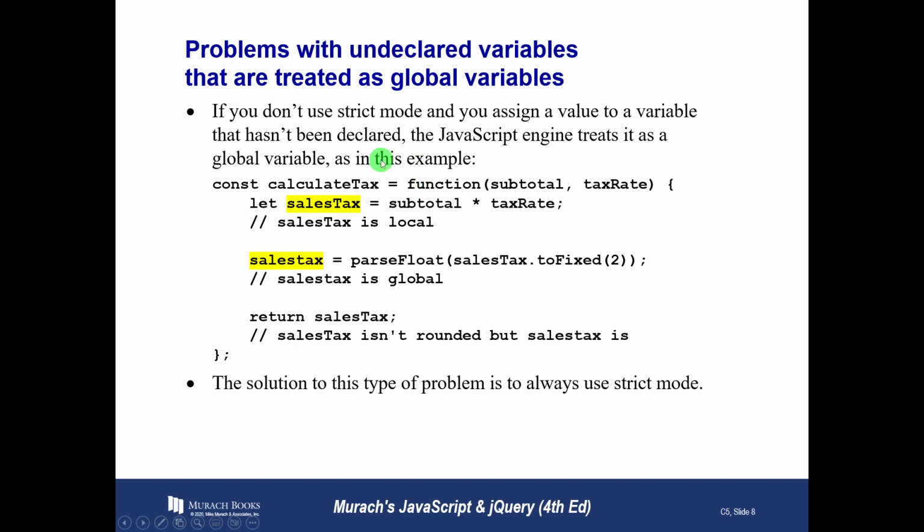The solution to that problem, to make sure it doesn't happen, is to always use strict mode. It's one of those things that are hard to find and hard to detect because it doesn't throw an error. You might see it if you're watching your variables in the F12 tools, which we'll talk about a little bit later, the developer tools in Chrome. You might be able to see that global variable out there. You might not. It's just a hard one to find. So always use strict mode.